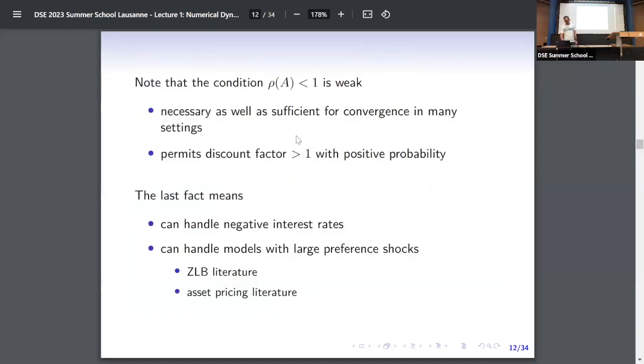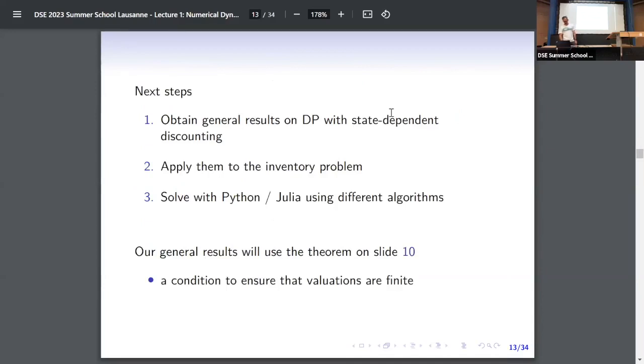Okay, this condition is weak. I already kind of said that, so let's skip over it. Okay, so we now have some idea of how to compute lifetime values. Let's look at dynamic programming in the presence of time-varying discount rates, like state-dependent discounting. And rather than looking at it directly for this inventory model, I'll give you a slightly more general result, and then the inventory model is going to be a special case.